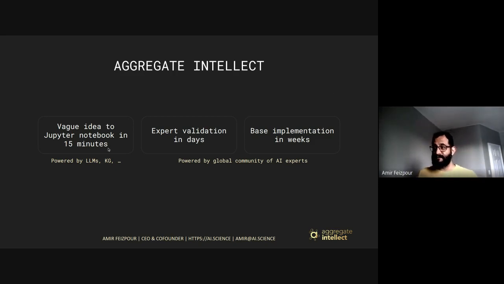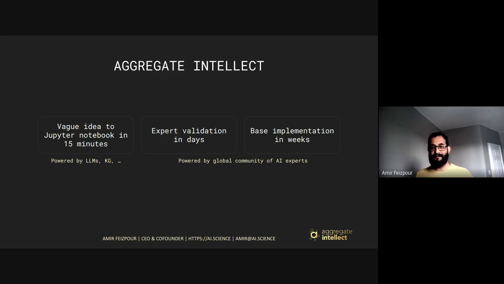And we have created a system that you can talk to, and within 15 minutes, it can take you from a vague idea, like what I said, I want to design a system to use machine learning to detect cancer. And in 15 minutes, it will generate a Jupyter notebook with the initial implementation of that for you. And that's powerful, right?